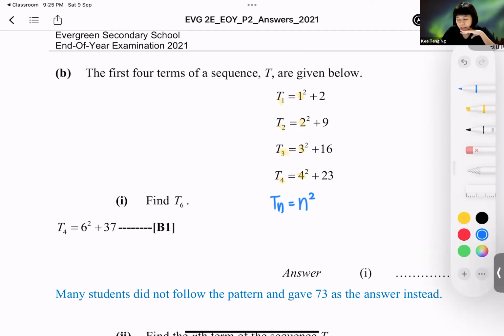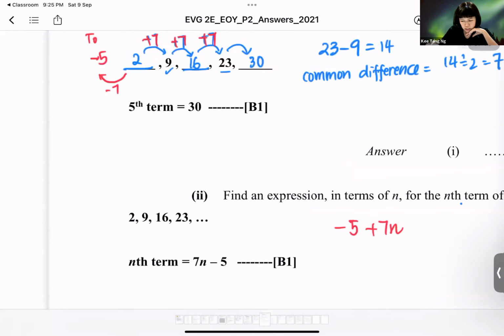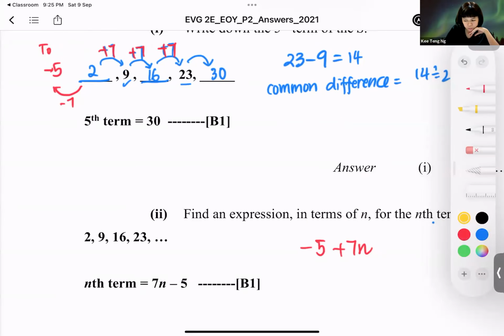Okay? Then next thing, they start off with another part of the numbers. 2 goes to 9. 9 goes to 16. 16 goes to 23. 2, 9, 16, 23. Do you see this? And what is the pattern for that? 7n minus 5, or negative 5 plus 7n.